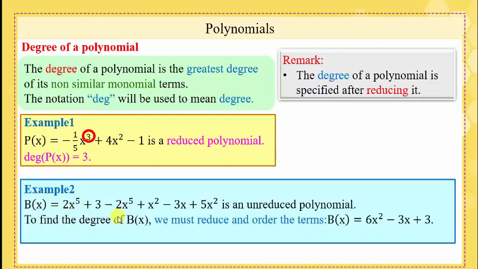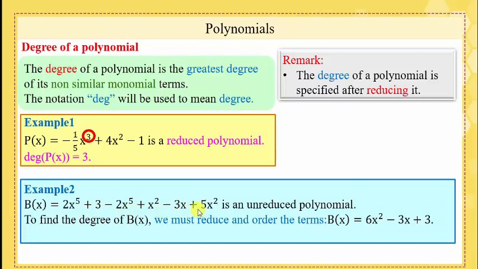Example 2. b in x is an unreduced polynomial. To find the degree of b in x, we must reduce and order the terms. It is unreduced because it has like monomials, so we must reduce them. 2x exponent 5 with minus 2x exponent 5, 0. We eliminate them since they are opposite.